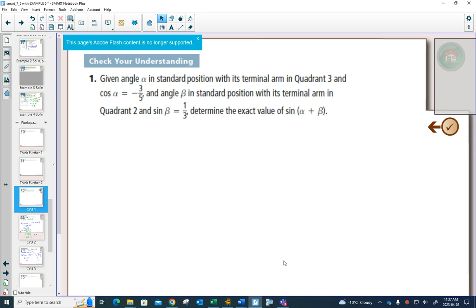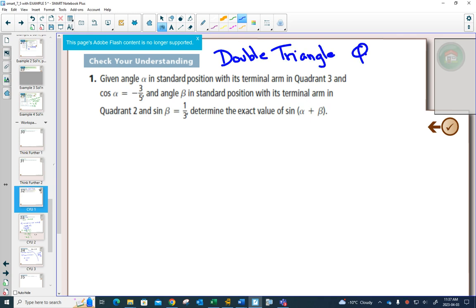I call these questions double triangle questions. And what's going to happen is you're going to see a question like this and you're going to say, oh, it's a double triangle question. And because you know what to call it, it also tells you the strategy that we're going to use to solve this. We are going to draw two triangles to solve this.